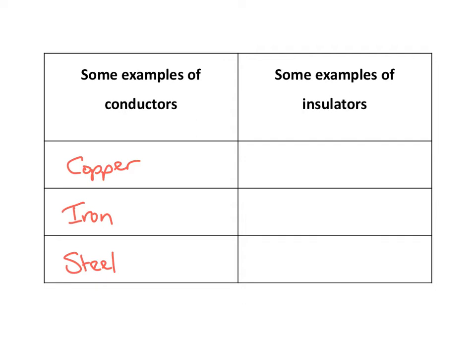For insulators, the three that I've decided to choose are plastic, rubber and wood. There are many others as well. And of course, plastic isn't a specific substance. There are a whole range of plastics. If you think of all of the wires that come out of the plug or go into the back of a computer or into your phone, you notice they're all covered in plastic.